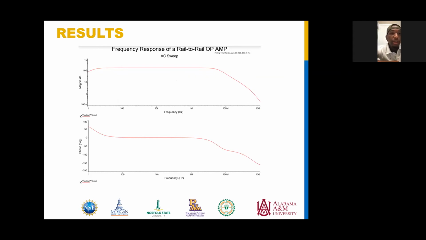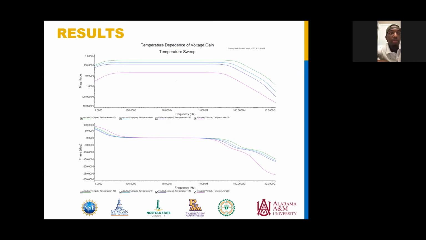The frequency response of rail shows the magnitude and the frequency with the magnitude being approximately 100 and the frequency decreasing at 10 gigahertz. In this graph, this is the temperature dependence of voltage gain, temperature sweep. The purple line shows the magnitude between 1 through 10 with the application temperature being 100 degrees, with the line decreasing at 10 gigahertz.